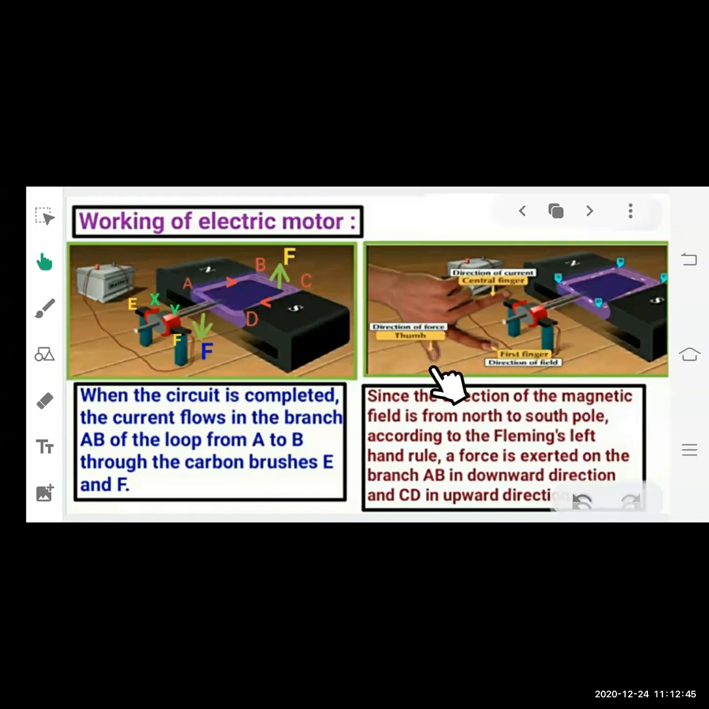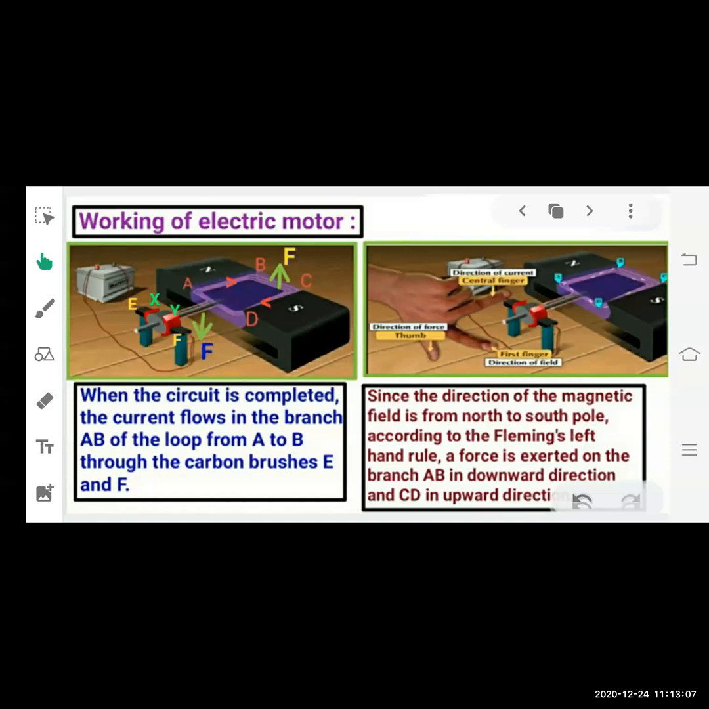The thumb is downward. That means if the current is flowing from A to B, the force exerted on this arm is in the downward direction. With this green color I have shown the direction of force. So this arm will go downwards.